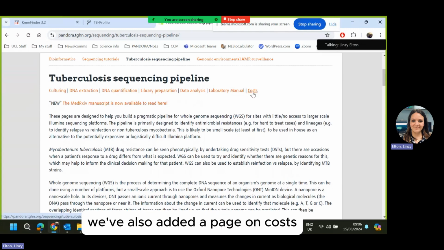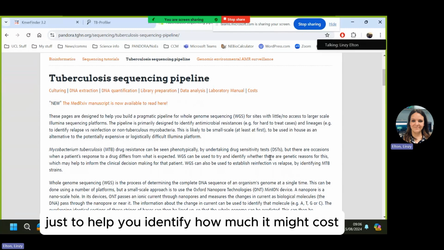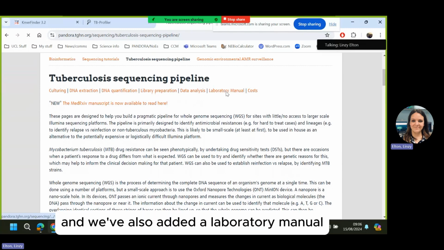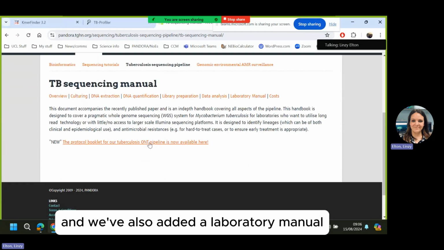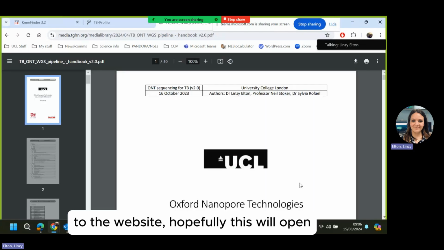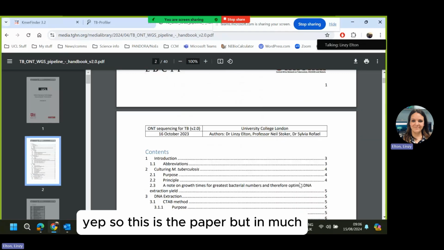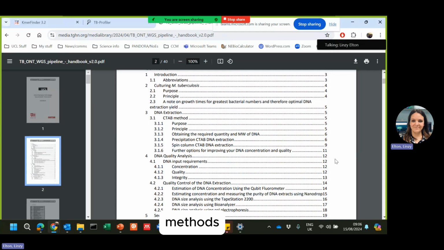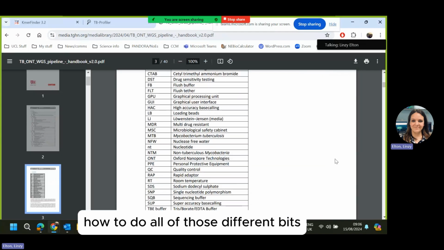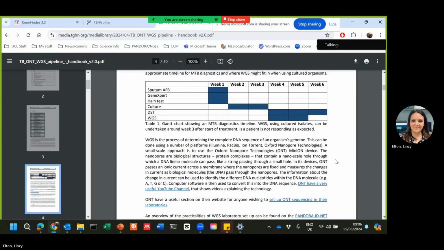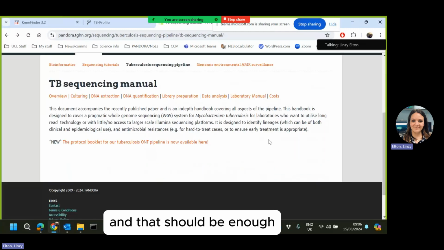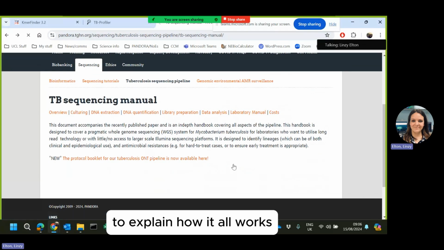We've also added a page on costs. We didn't add that to the paper, but we've added a page on costs just to help you identify how much it might cost per sample. And we've also added a laboratory manual to the website. Hopefully this will open. Yep. So this is the paper, but in much, much more detail. It explains exactly all of the methods, how to do all of those different bits, and the principles behind it. Hopefully you can download that, and that should be enough to explain how it all works.